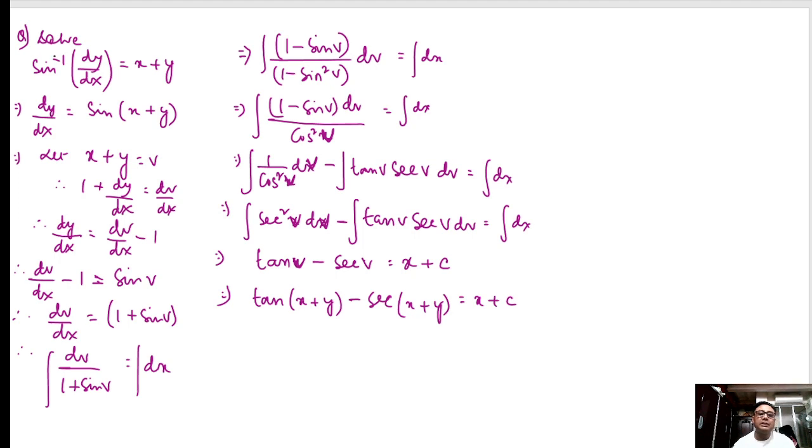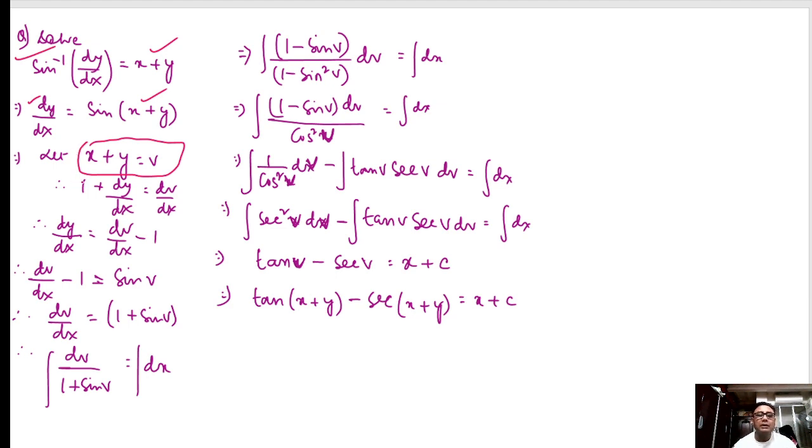First of all, see, the sum shows sine inverse dy by dx is x plus y. So how do we do that? dy by dx equals sine of x plus y. Now we cannot separate x and y from here. So please remember this step. When you cannot separate, then you have to take x plus y as v and then differentiate.